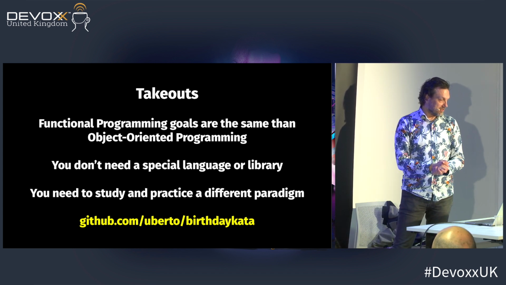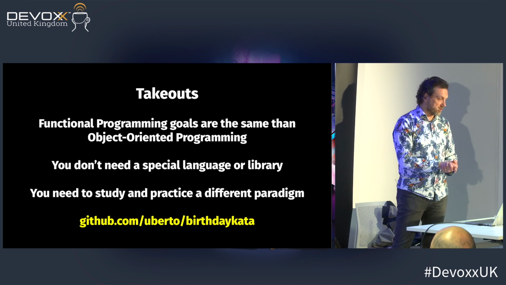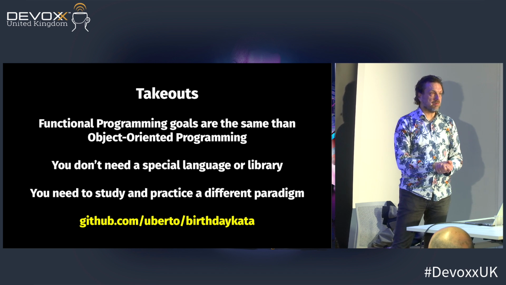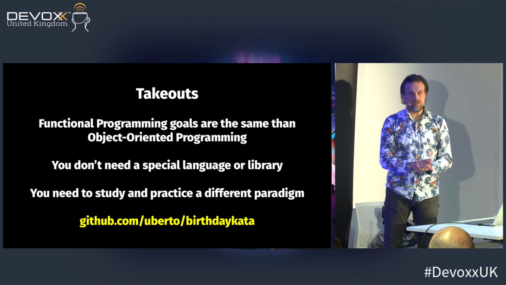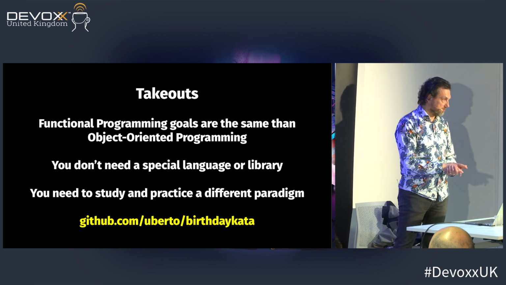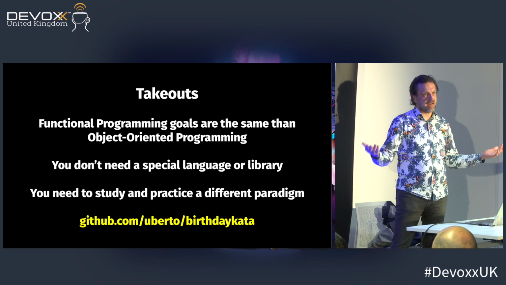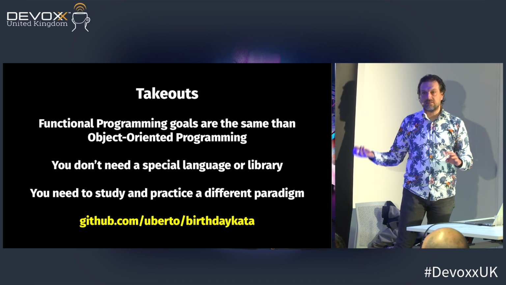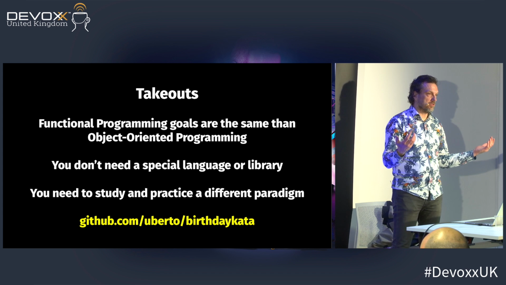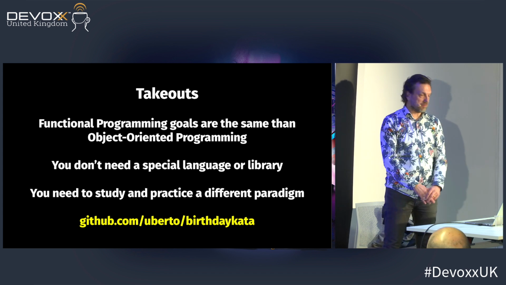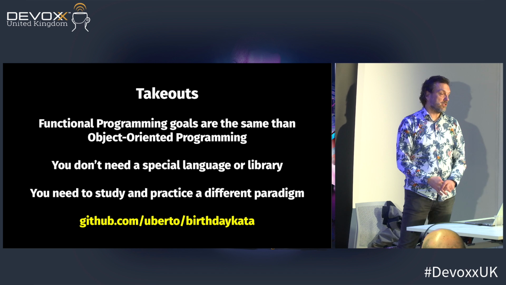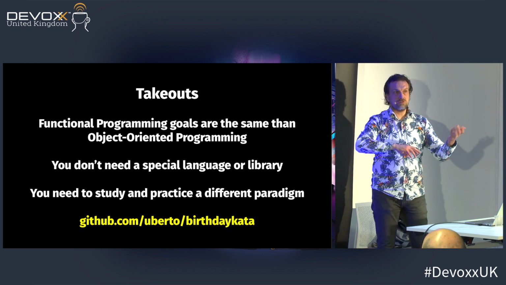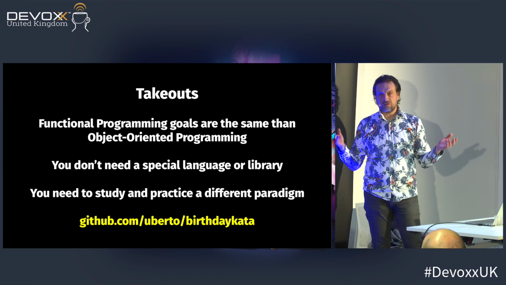The functional programming goals are exactly the same as object orientation. You don't need a special language or library to do functional programming. You can perfectly do it in Java. I mean, a language can help. In Kotlin, some things are easier than in Java. In Haskell, they are even easier, but other things are more difficult. But you can absolutely do everything in Java. But you need to study and learn a new paradigm. It's not just, I use lambdas everywhere, so I'm a functional programmer.